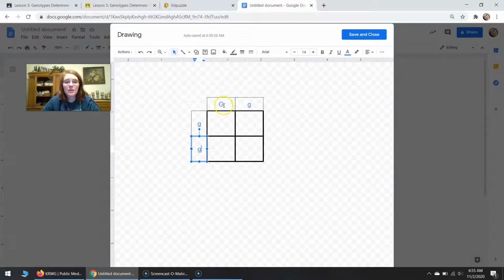The next thing you need to do is fill in these boxes. And it's kind of like when you look for a map, because people don't use real life maps anymore.